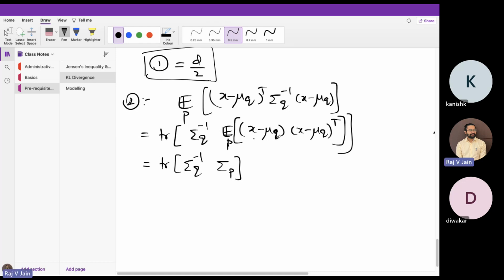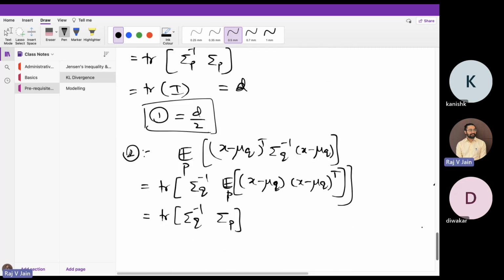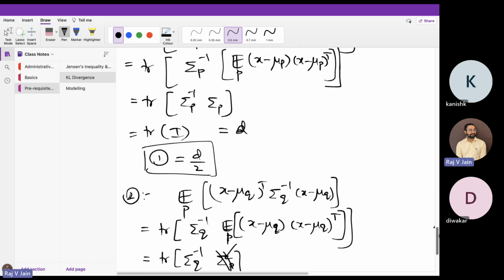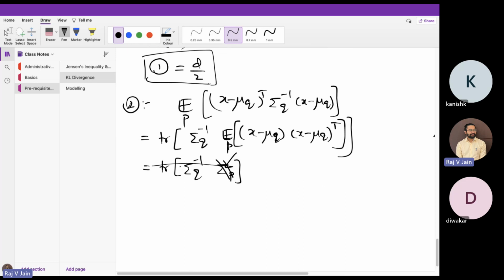So what are we taking expectation of? That's the biggest question. Here we had x minus mu P, but here it is x minus mu Q, and the expectation is over the probability distribution of P. So this quantity is not sigma P. Sigma P, your variance covariance matrix, is defined as the expectation over that distribution's own mean. So this is not exactly this quantity at all, and we need to do something about this.